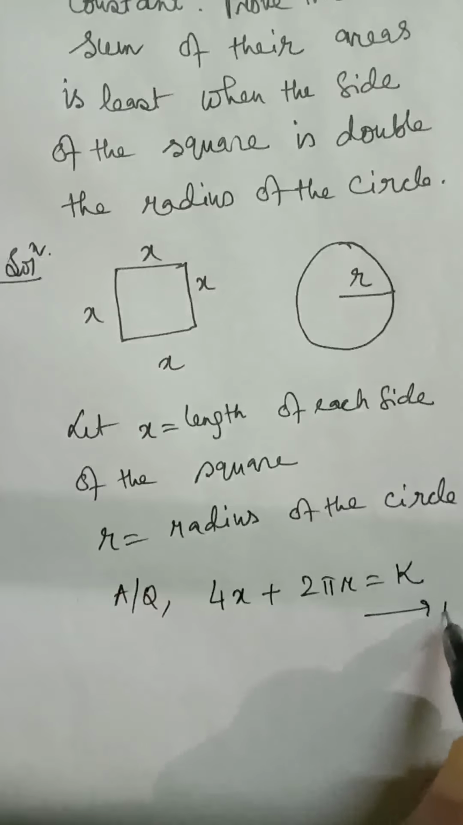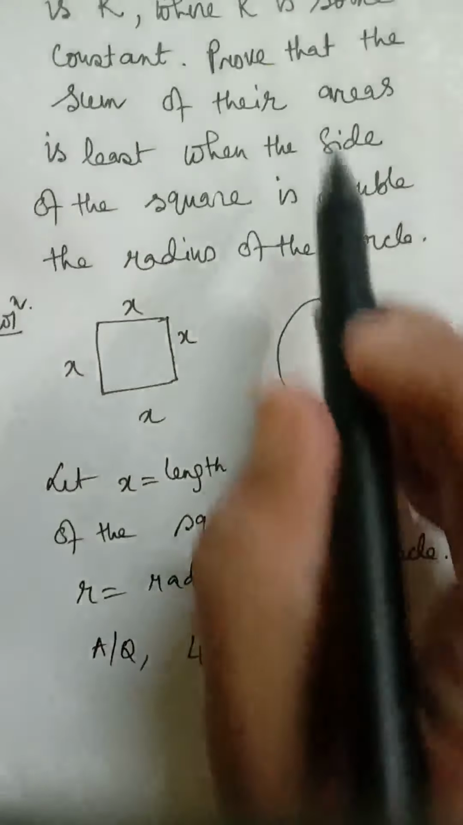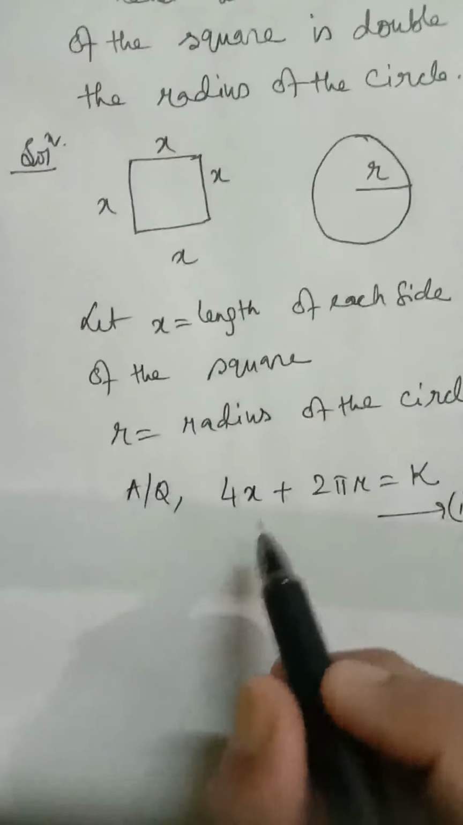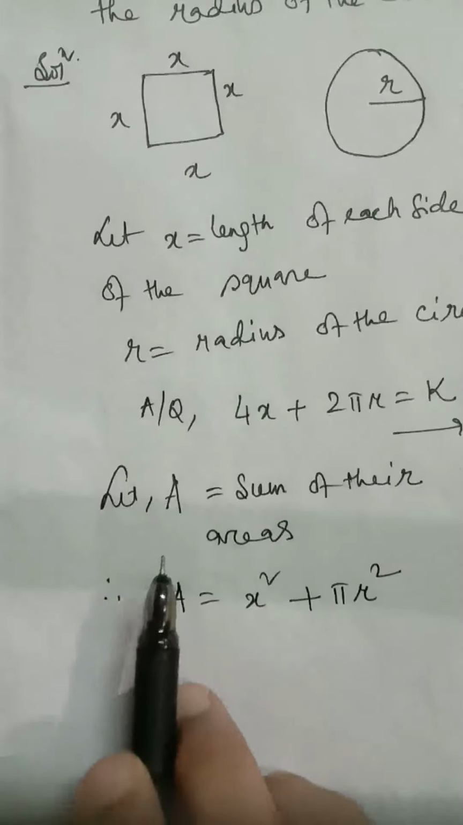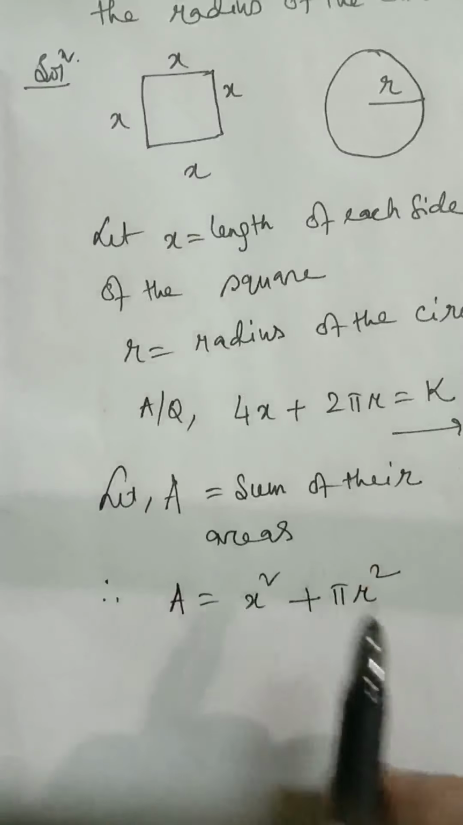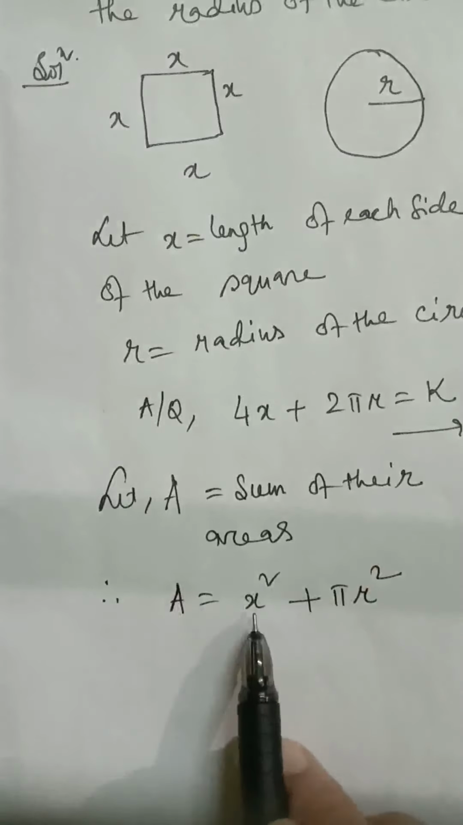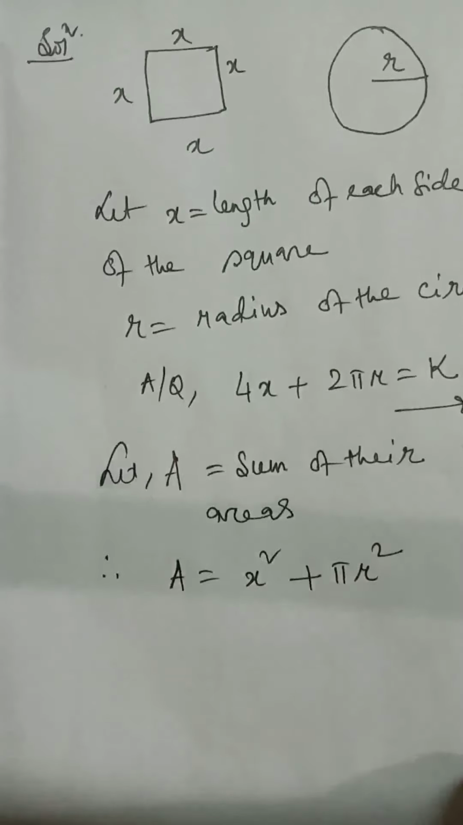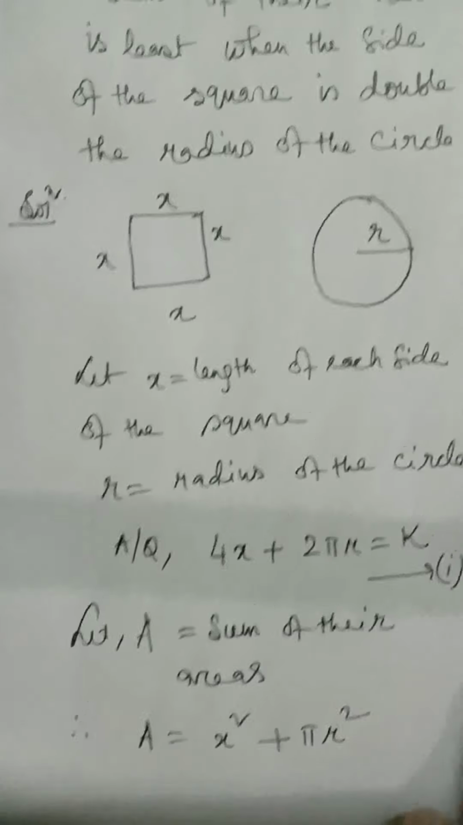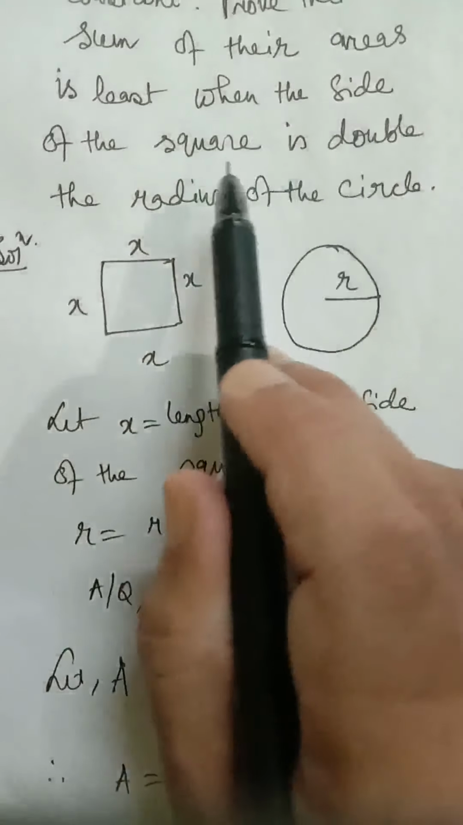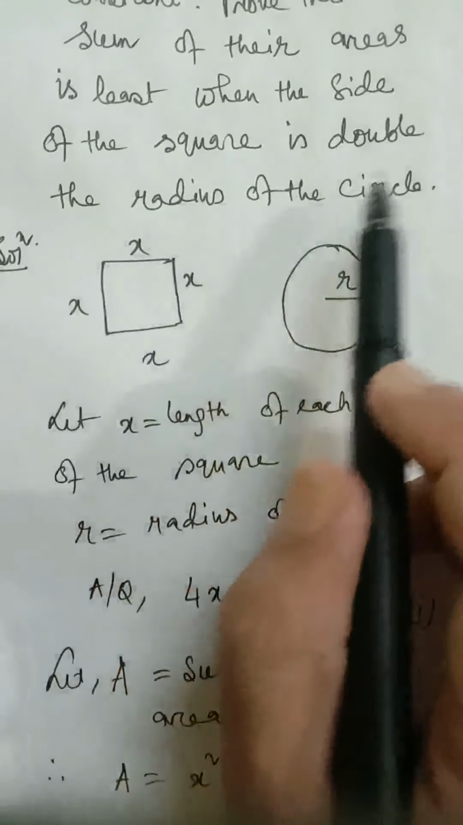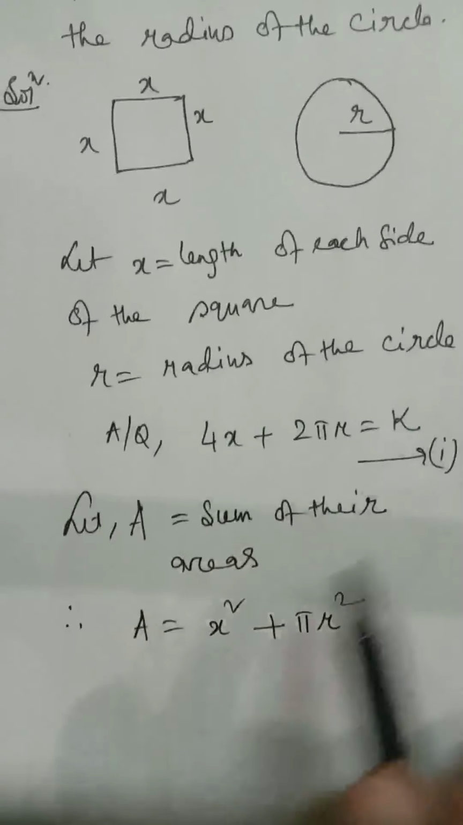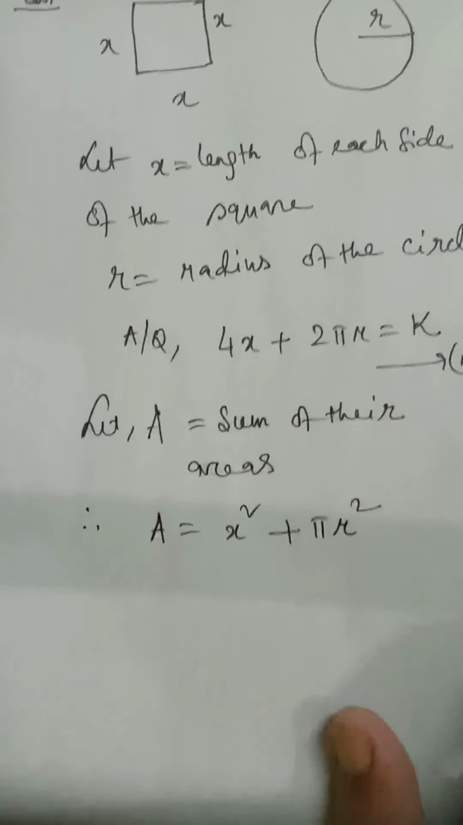This is given. What you have to show? Prove that the sum of their areas is least, the sum of their areas is minimum. So let us assume that A equal to the sum of their areas. So A equal to area of square x square plus area of circle pi r square. Now we have to show that area is least when the length of the side is equal to double the radius. That is, we have to show x equal to 2r. When x equal to 2r, A is minimum. We have to find the minimum value of A.